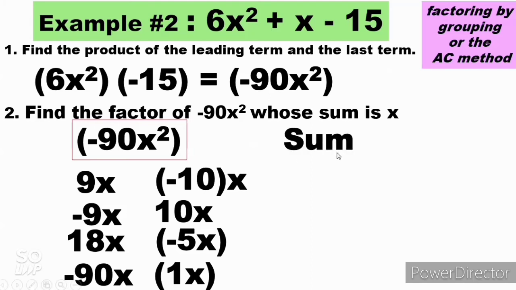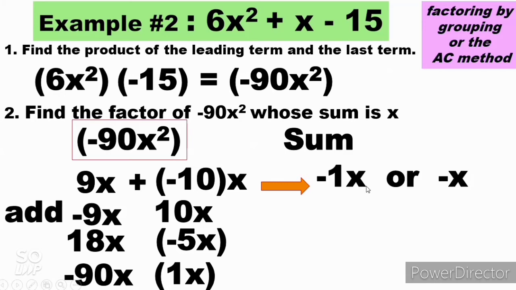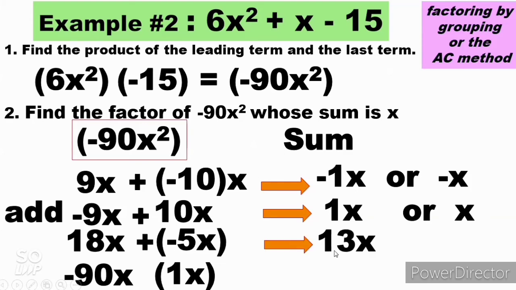Okay, now let's find the sum of the factors. Okay, add na natin yung 9x plus negative 10x. The answer is negative 1x or negative x. Okay, so next, negative 9x plus 10x. The answer is positive 1x or x. Then we have 18x plus negative 5x. The answer is 13x. The negative 90x plus 1x, the answer is 89x.